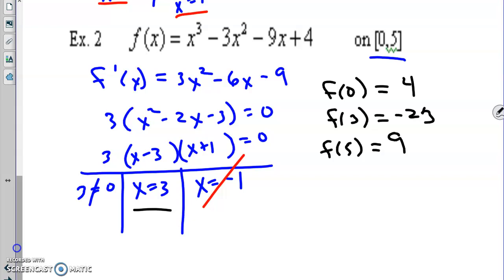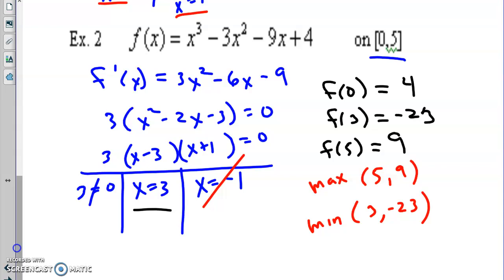So what does that tell me? On the interval from 0 to 5, the max value is at 5, 9. It never gets higher than 9. And the min value is at 3, negative 23. In that interval from 0 to 5, it never gets lower than negative 23. All right, I think we're doing great with this max and min on intervals.